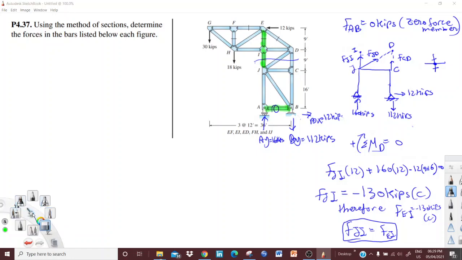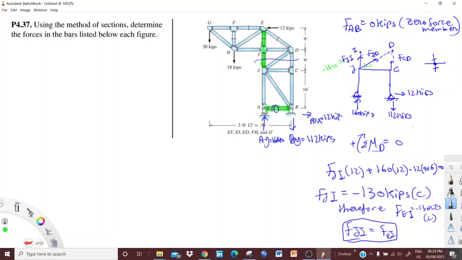Let's go to the next. Right now, we found it, so it is equal to negative 130 kips. Can we find FGD? Yeah, we can find it if we resolve the force. It's totally easy. We can find it.